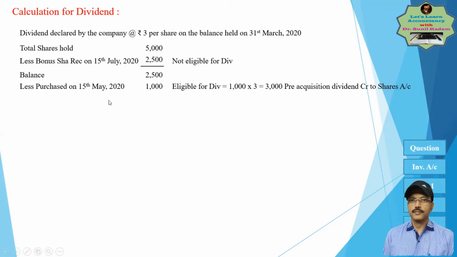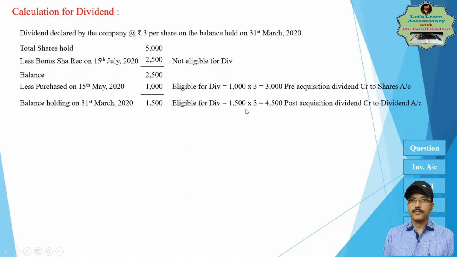Understood? Similarly, now the remaining 1,500 was there right from the beginning. It was there right from the beginning, so it is eligible for a dividend for 1,500, 3 per share, total 4,500. That's a normal dividend, the post-acquisition dividend, and it will be credited to the dividend account.